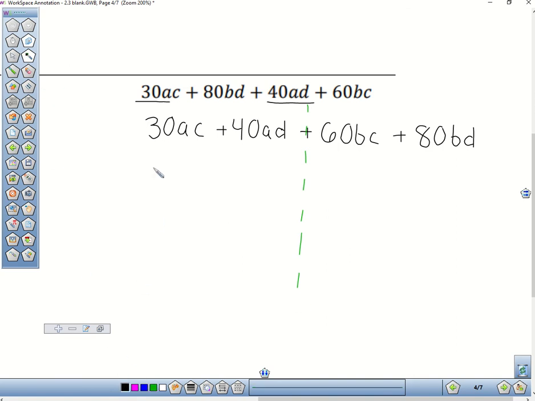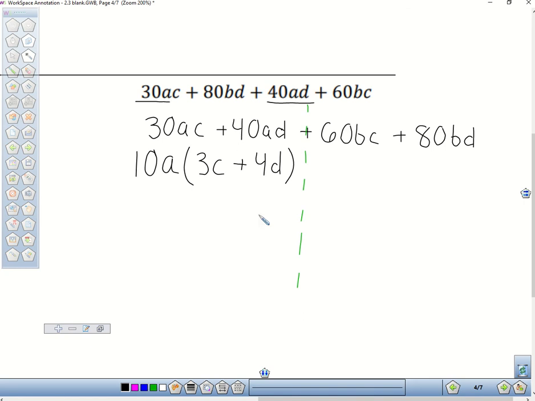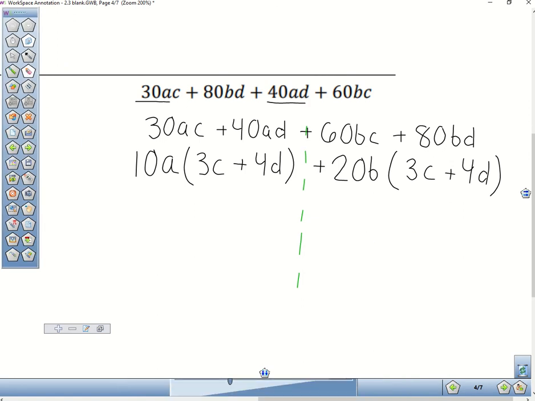So what can I factor out on the left now? I can factor out a 10a, and that leaves me with 3c plus 4d, right? And over here, what can I factor out on the right? A 20b, right? So that leaves me with 3c plus 4d. So as you can see, what we're left with when we factor out is the same, and that's what we want, right? So since that's what we want, we can now factor out this whole term right here.